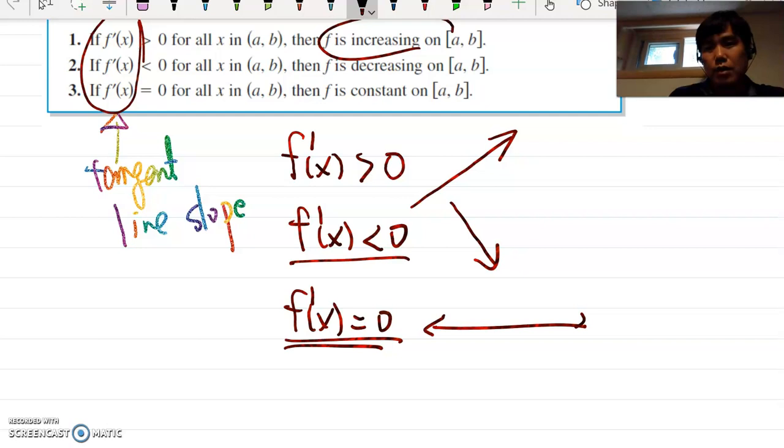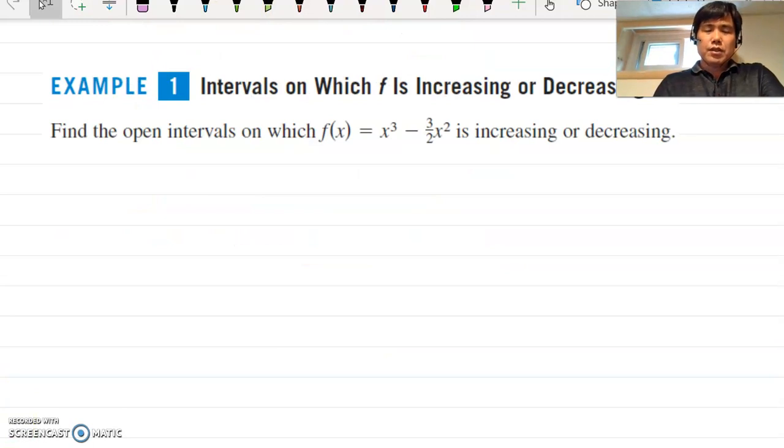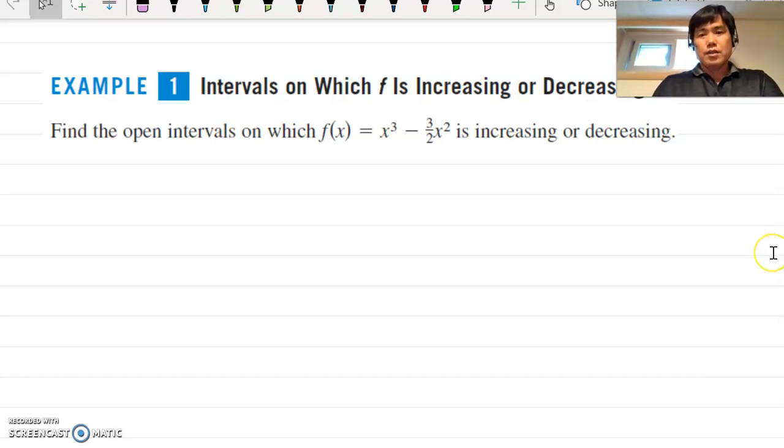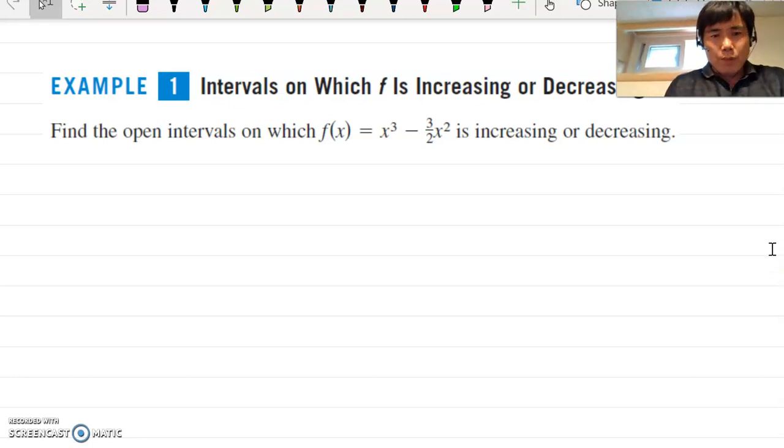Okay, then let's look at an example and analyze it. Find the open intervals on which f(x) equals x cubed minus 3/2 x squared is increasing or decreasing.